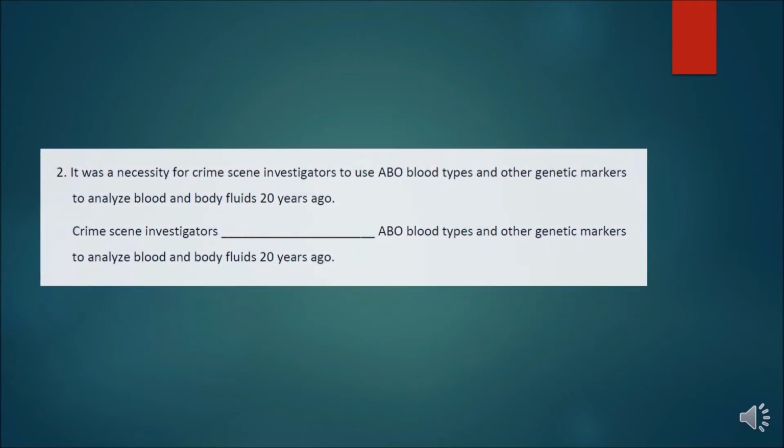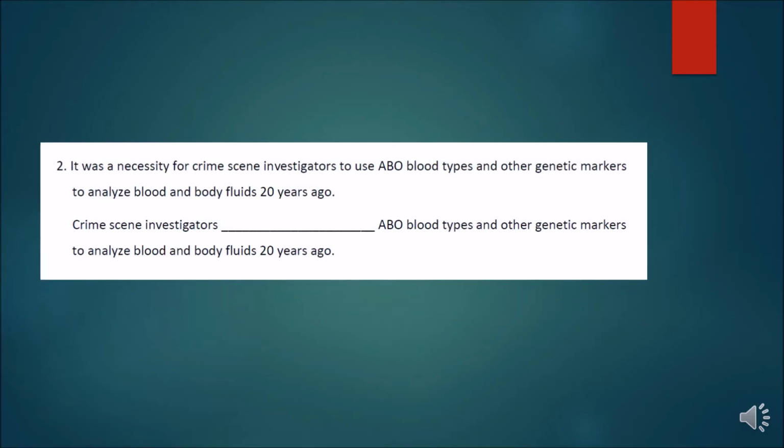Okay, exercises will come after video, but let's quickly have a look at this question from a previous quiz. Stop the video while finding the answer. After that, you can restart it. In this question, you can see that it was a necessity for crime scene investigators to use blah blah. So, crime scene investigators had to use ABO blood types and other genetic markers because it was a necessity for them.